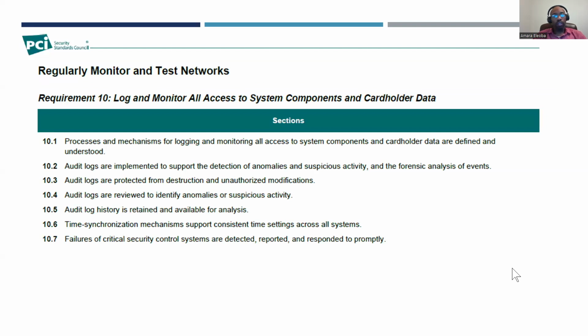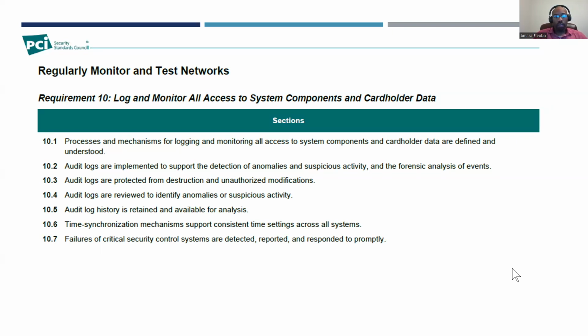Requirement 10 looks into your logging and monitoring of all access to components, systems, and cardholder data. Requirement 10.1, of course, as always, policies and processes. When it comes to logging and monitoring of all access to your system components and the cardholder data, we want to make sure that the policy is defined and understood. Then 10.2, we're looking into the audit logs. We want to make sure they're implemented to support the detection of suspicious activities and forensics. Because if something happens, you can also use that for forensic analysis.